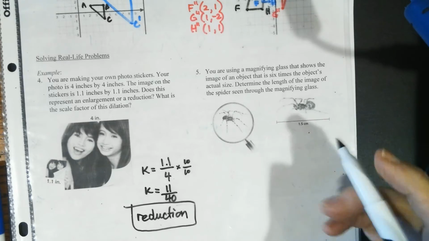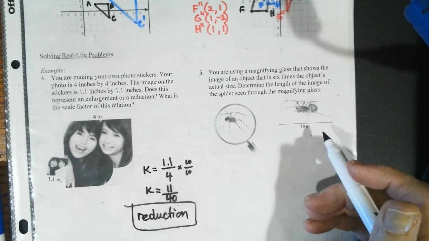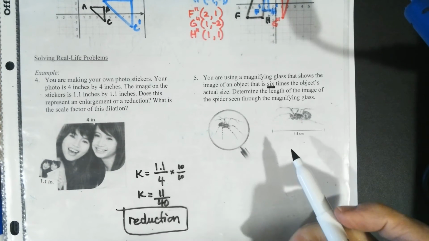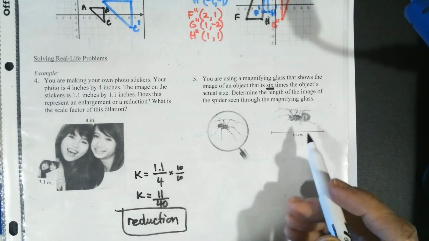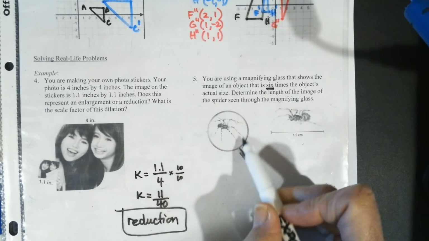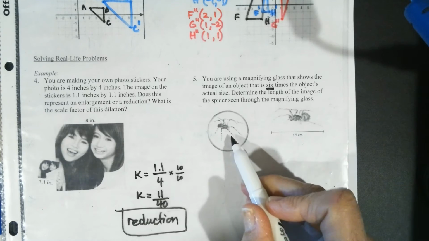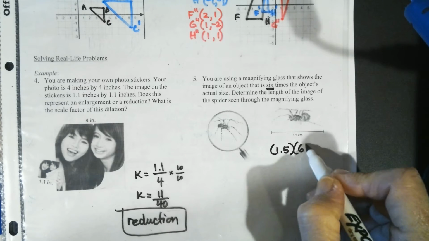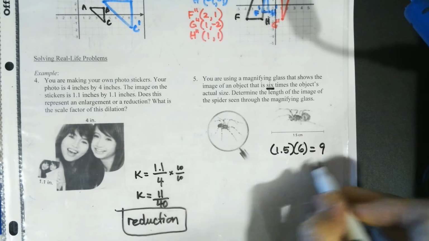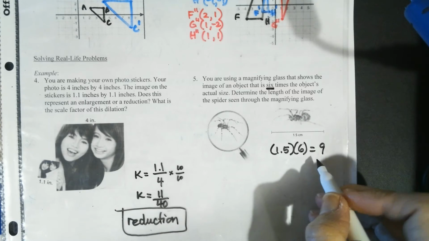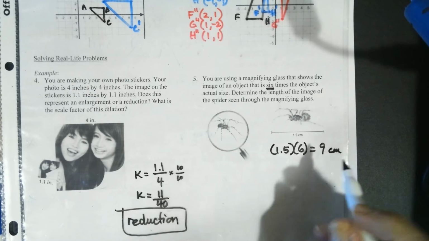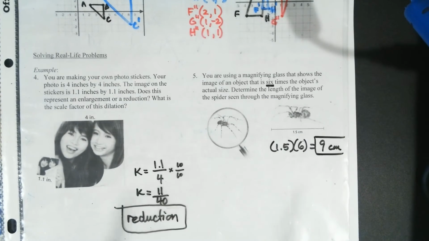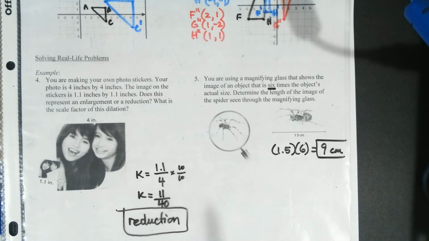Okay. Number 5, you're using a magnifying glass that shows the image of an object that is 6 times the object's actual size. Determine the length of the image of the spider seen through the magnifying glass. So if you're seeing how big it is here and it's 6 times bigger in the glass, then this is going to be 1.5 centimeters times 6. It's going to be 9 centimeters, which is clearly larger than the original, and that is the answer to the question, the length of the image of the spider. So that's 1 and 2.